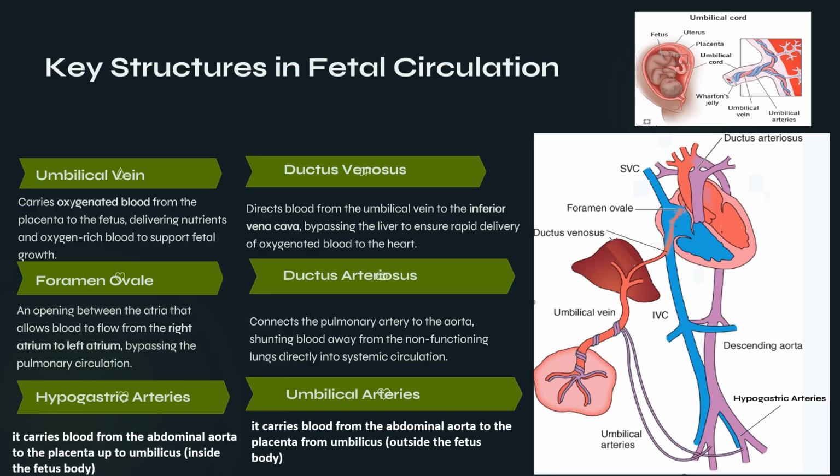From the placenta, one umbilical vein starts, and it enters the fetal body through the umbilicus. It goes directly toward the fetal heart. Before supplying blood to the heart, some part of the umbilical vein gets connected with the liver, and it provides 100% oxygenated blood to the liver.